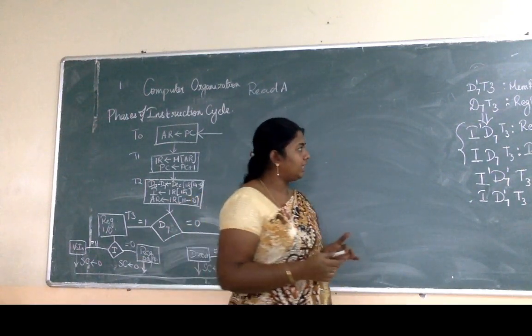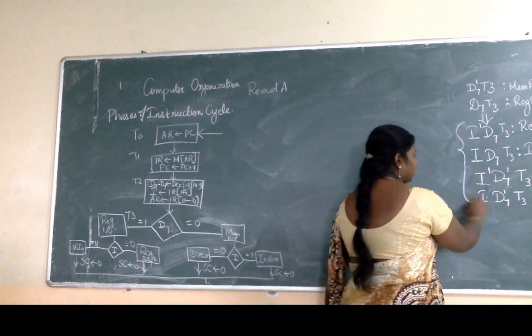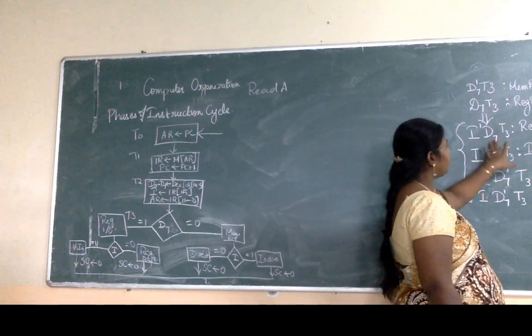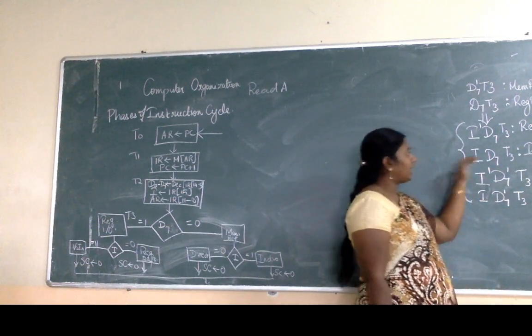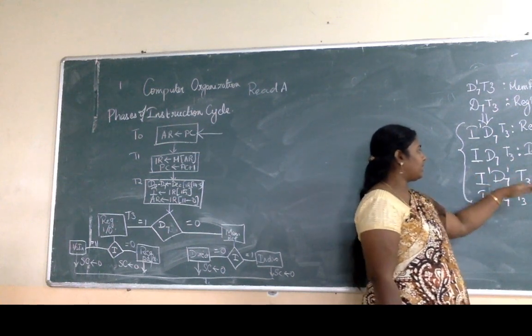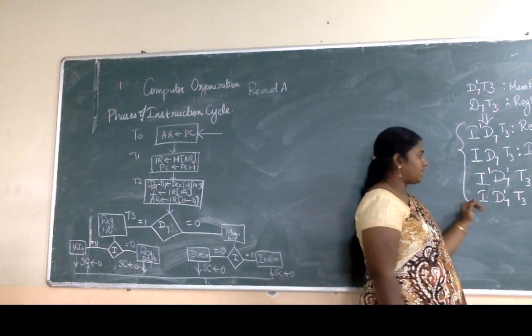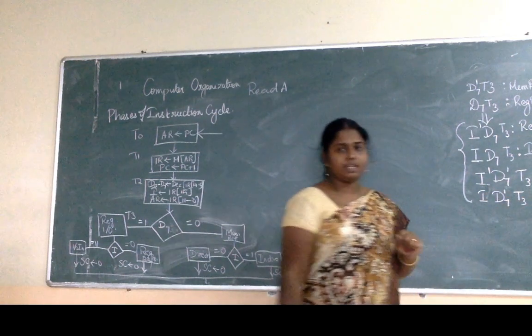Once this is ready, we have shown using control signals and timing signals that I'D7T3 is a register reference instruction, and ID7T3 is an IO instruction. I'D7'T3 is a direct memory access instruction, and ID7'T3 is an indirect memory instruction.